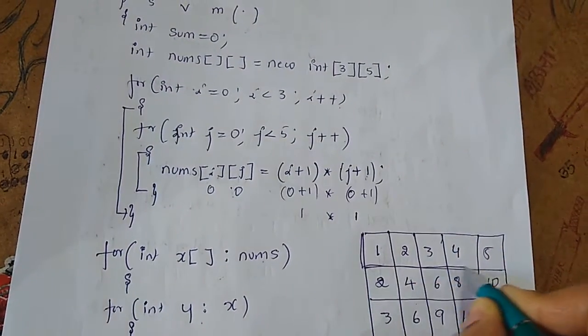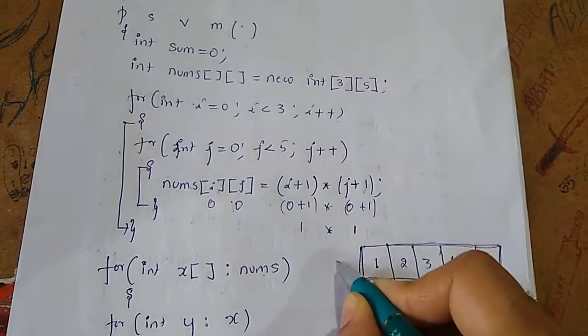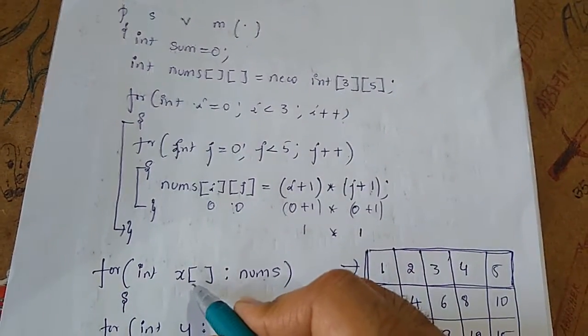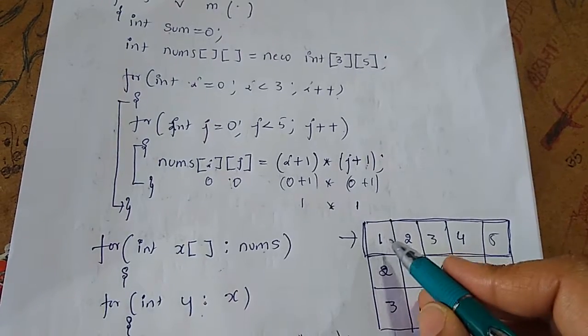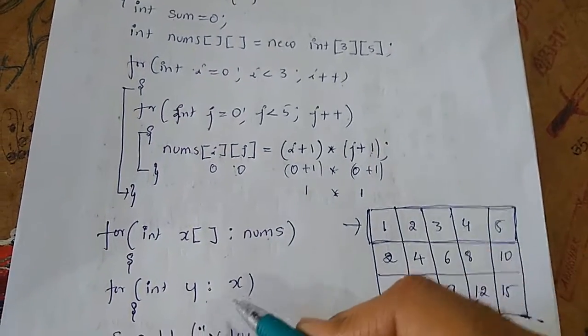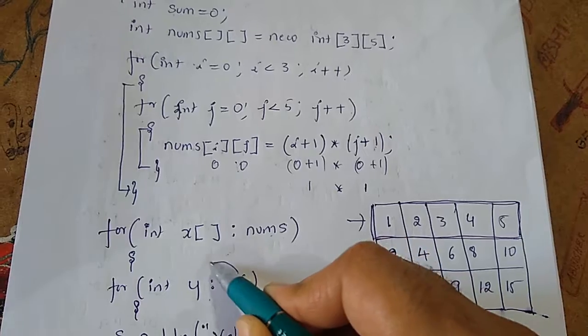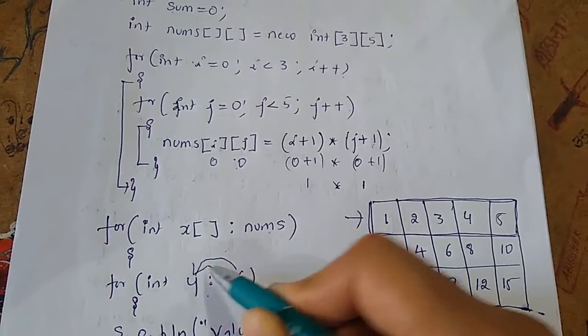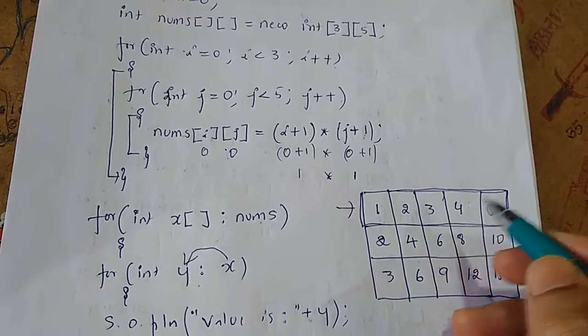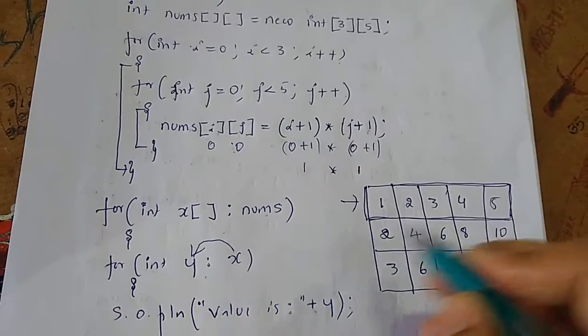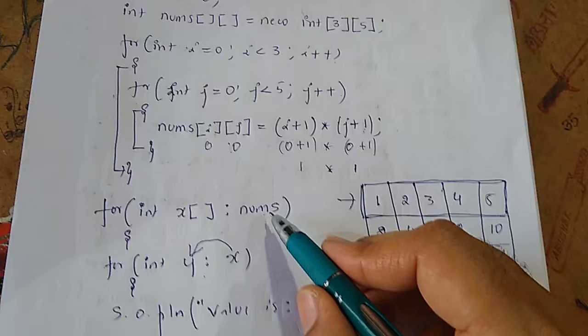one complete row. This complete row will be assigned to x in the first iteration, and this x will assign one value to y in each iteration. Okay, first it will assign 1, 2, 3, 4, 5. Again it will go to this particular iteration, the outermost for each.